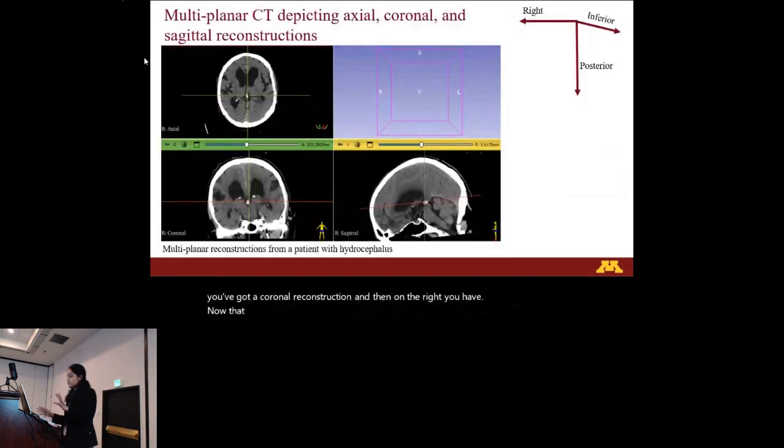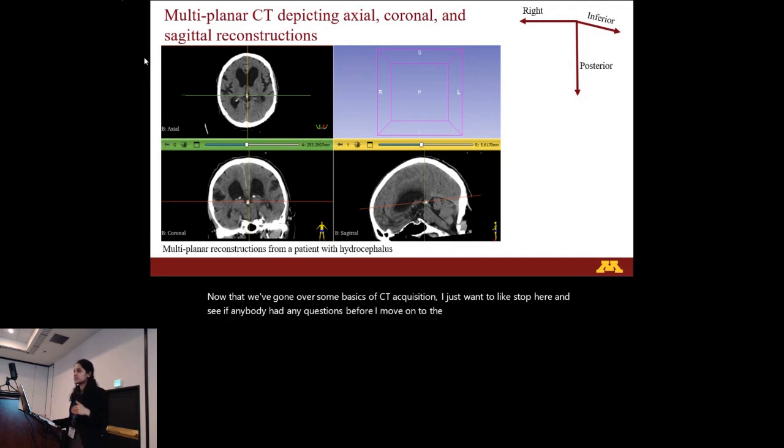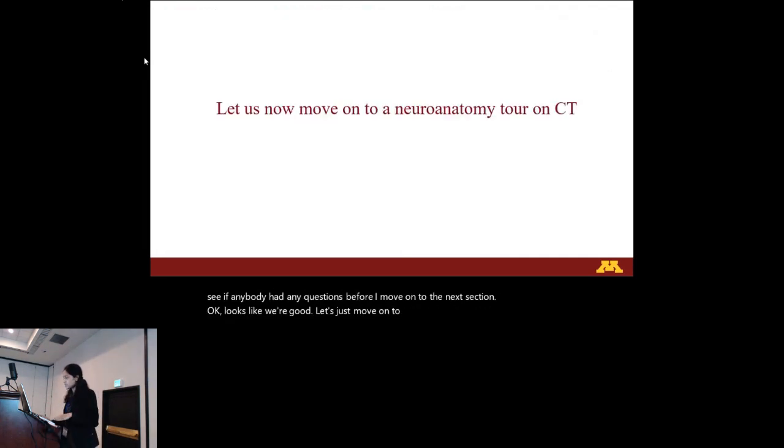Now that we've gone over some basics of CT acquisition, I just want to stop here and see if anybody had any questions before I move on to the next section. Okay, looks like we're good. Let's move on to a neuroanatomy tour on CT.